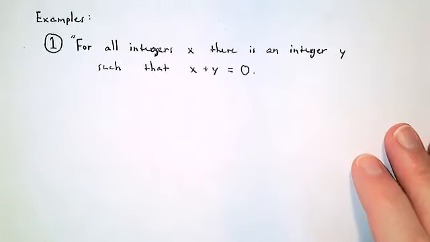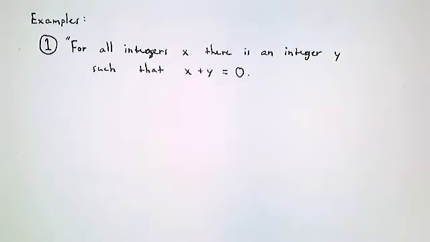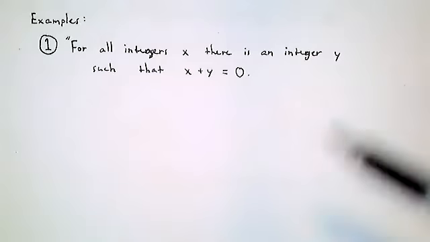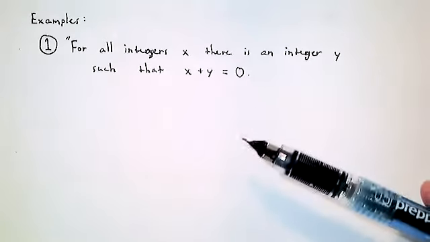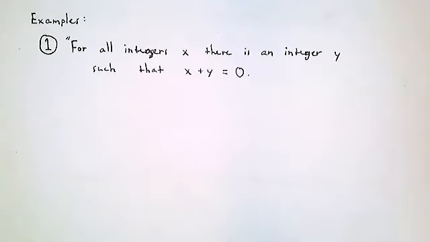Okay, so let's look at some more examples of nested quantifiers. What I want to do for each of these examples is think through how we would write it symbolically and determine the truth values of each of them.